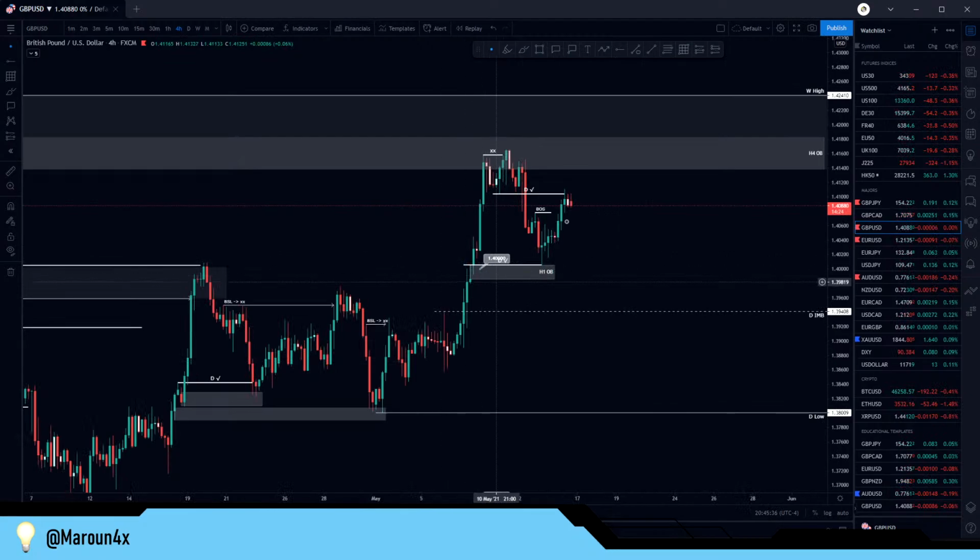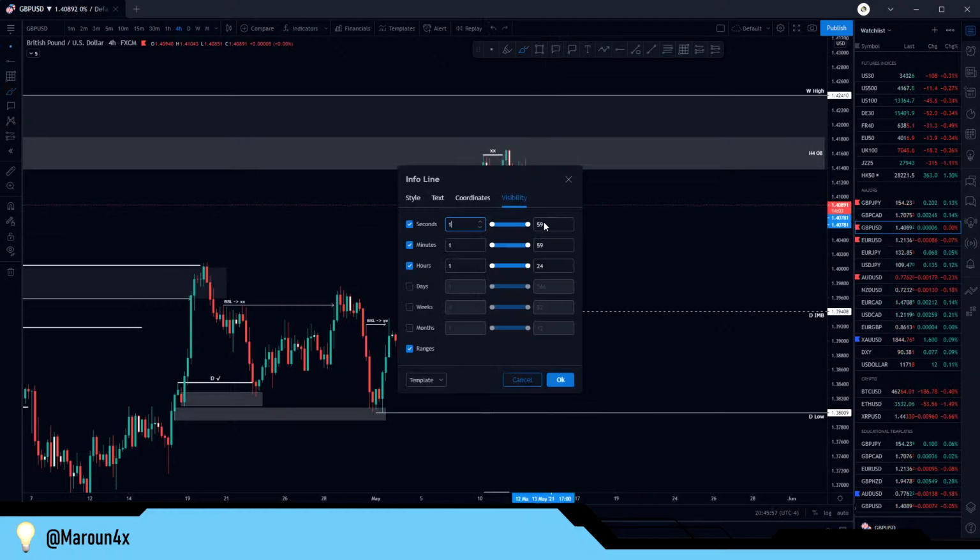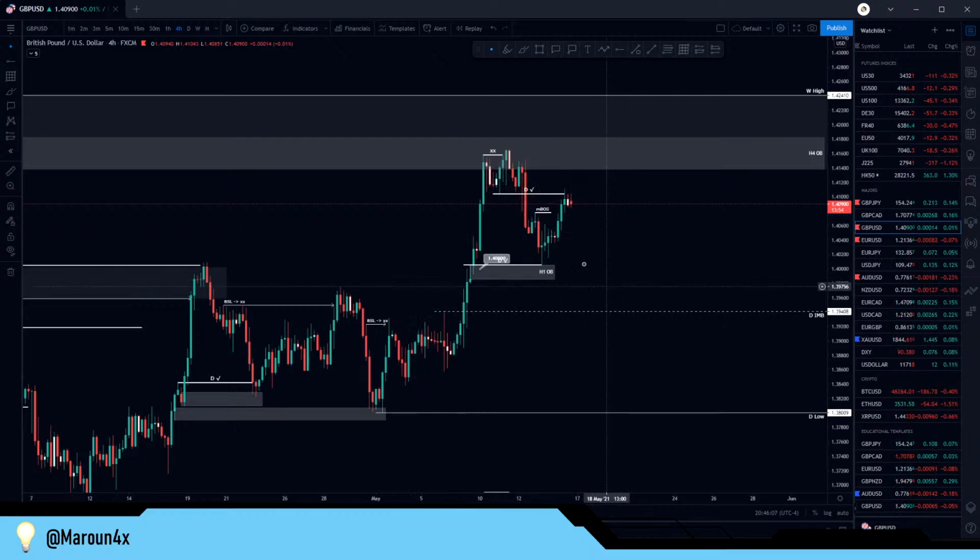Okay, so we can see how price tapped into this psychological price point, 1.40, rebalanced the daily imbalance, and then moved to the upside and rebalanced this price inefficiency. Okay, there's nothing to do here for me. Yes, I did mark out this break of structure from last week. However, it's just a minor break. It's not a shift in market structure at all. So, minor bullish break of structure.